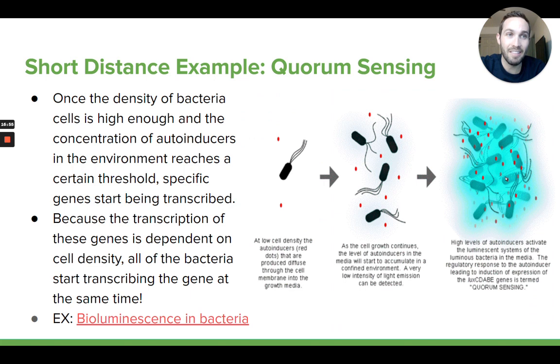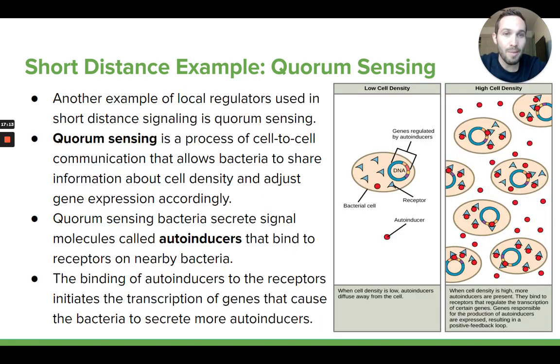It kind of allows these bacteria cells to get an idea of how high the population density is of other bacteria cells near them, so that they can coordinate what they're doing dependent on that. And so this would be an example, again, of paracrine signaling.